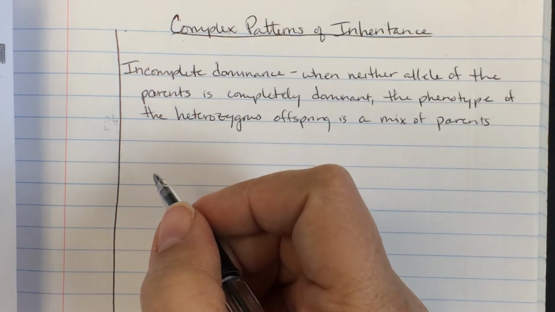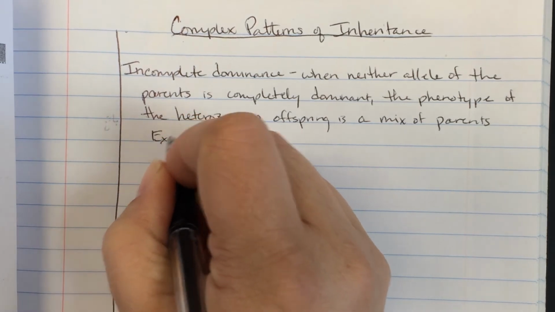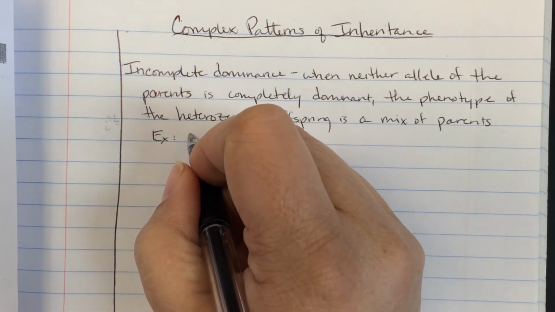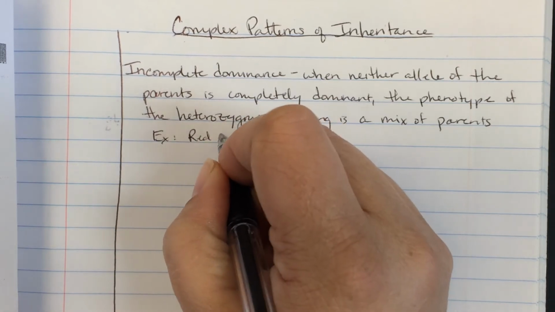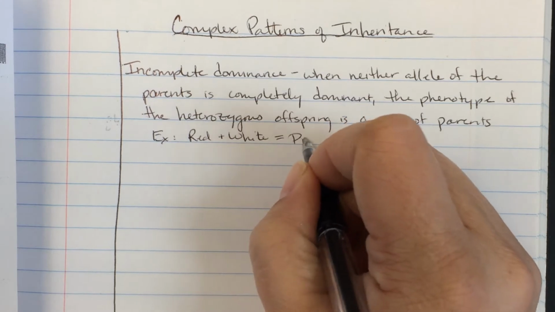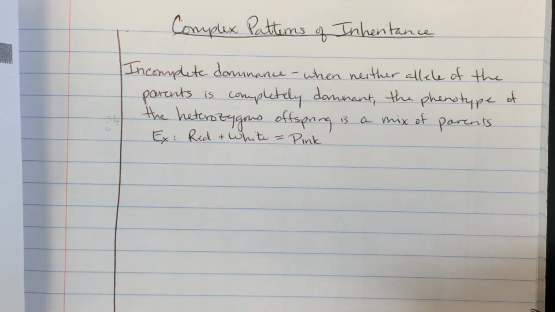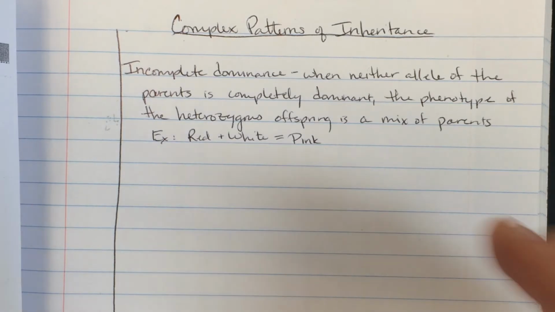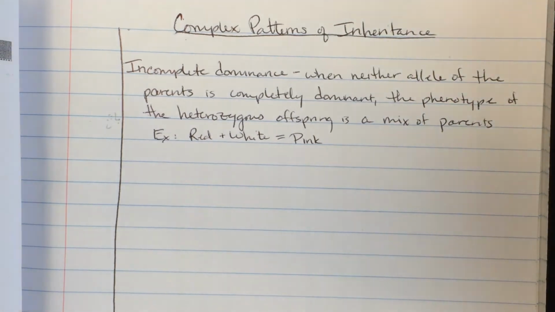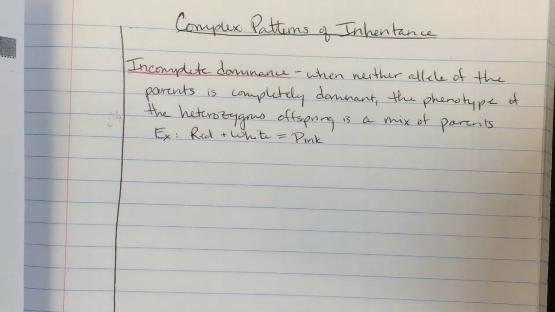So a little example here is you could have a red flower plus a white flower ends up giving you a pink flower. We kind of think of that like mixing the paints of the two together, and so we have an equal mixture of them. Let's go ahead and make sure we underline incomplete dominance here, since that is one of our important words that we have to know.